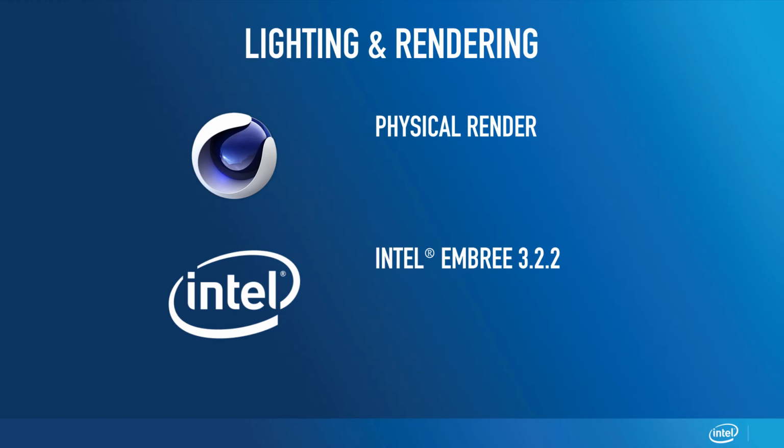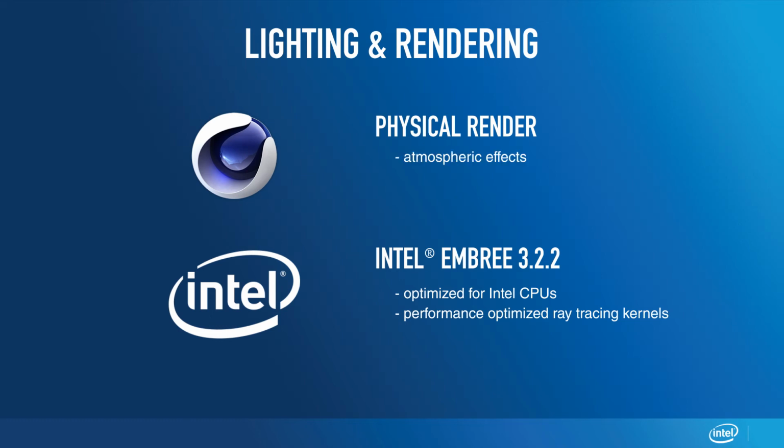The Ombre engine provides ray tracing algorithms that are optimized for Intel CPUs and also has performance-optimized ray tracing kernels for photorealistic rendering applications. The physical render engine also brings some amazing features when it comes to atmospheric effects. By now, there's also a great denoising feature, which you should definitely try out.